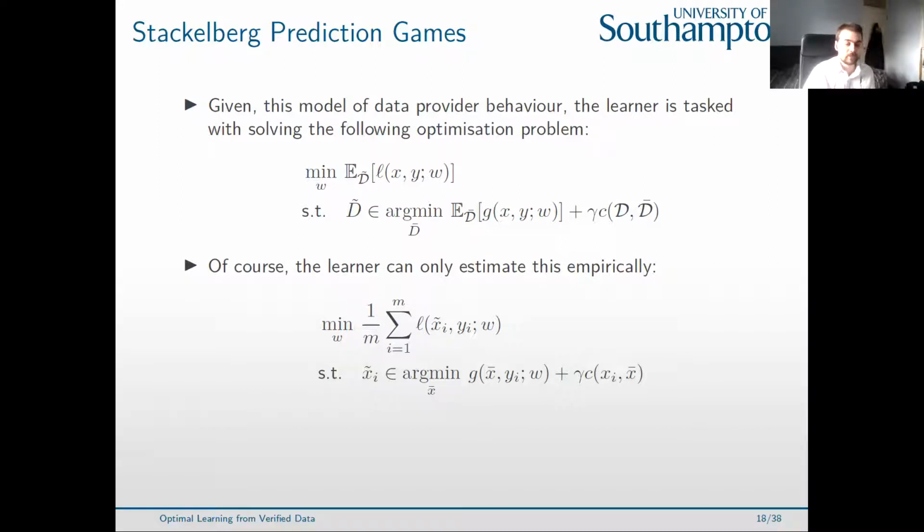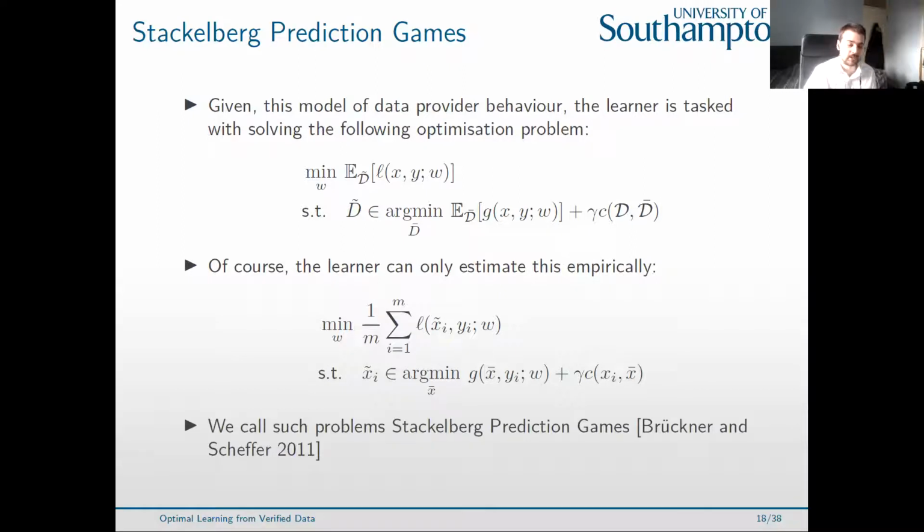So now we've got this empirical version of the problem, and this kind of game is known as a Stackelberg prediction game, and it was first formulated by Brückner and Scheffer in 2011. And as you can see, it's very general. And they suggested an algorithm for this. So the difficulty of this problem is bilevel, right? So they suggested an algorithm that basically reduces this problem to a single level problem.